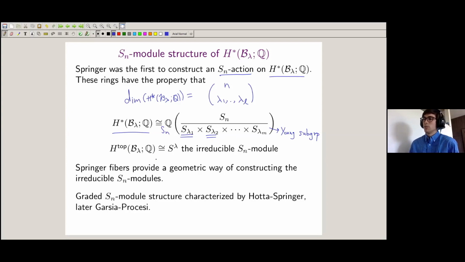And also the top cohomology is isomorphic to an irreducible symmetric group module. So the irreducibles are indexed by partitions, and this top cohomology ring is isomorphic to the one indexed by lambda. So you could think of this as a geometric way to construct all of the irreducible symmetric group modules. And you might also ask, well, what about the graded symmetric group module? This is a graded ring. This was characterized by Hotta and Springer, and later Garsia and Procesi. We'll get back to this later.